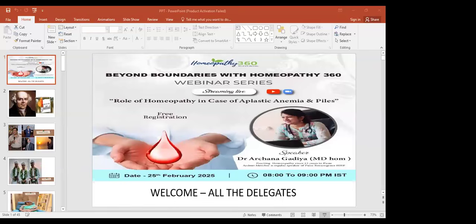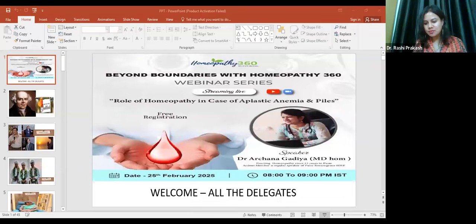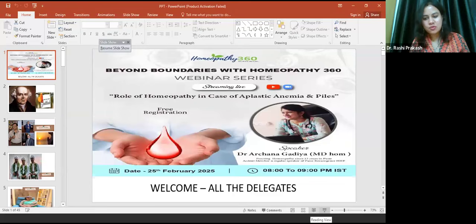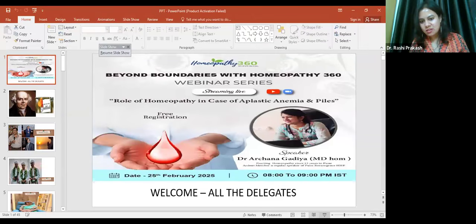Yes, now it's visible. But it's not full screen as yet. I've done full screen. Is it visible now? No, it's not yet full screen. Probably your connection is slow, so there's a delay.